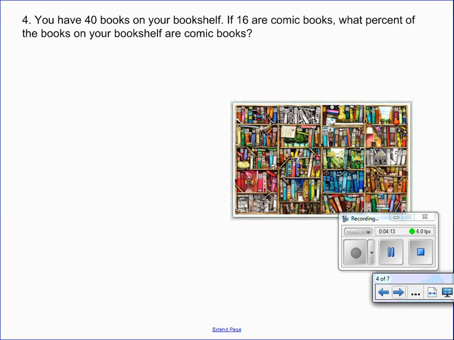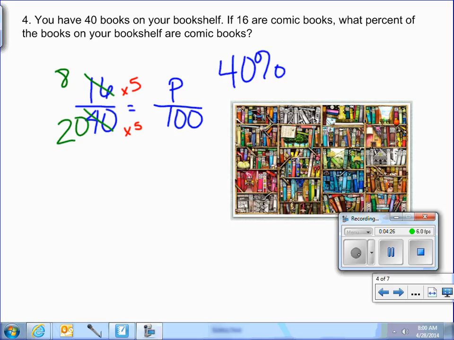Word problem. You have 40 books on your bookshelf. If 16 are comic books, what percent of the books on your bookshelves are comic books? So we set it up. 16 out of the 40 books were comic books. We set that up in a percent proportion and simplified it so that we could solve it using equivalent fractions.